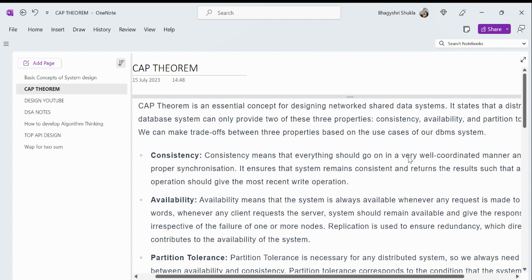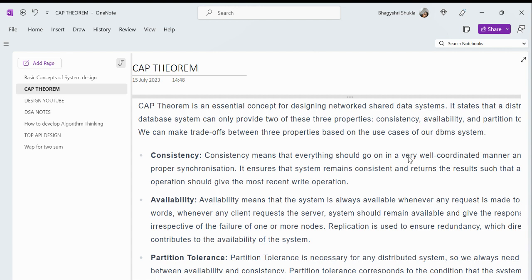So today I'm going to discuss the CAP theorem, which is a main concept in system design. So let's start on that. CAP theorem is an essential concept for designing networked shared data systems.